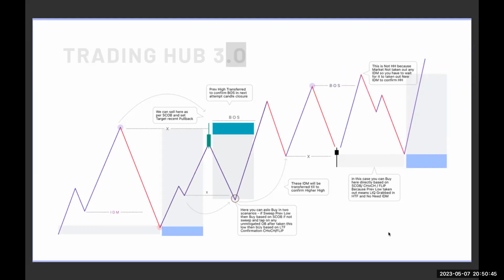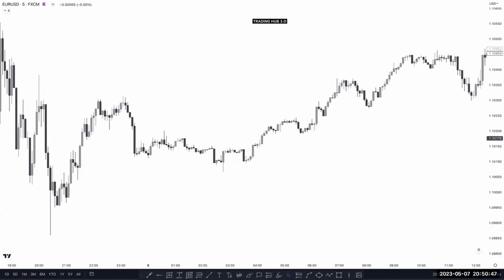Now I'm going to show you one more different diagram here.